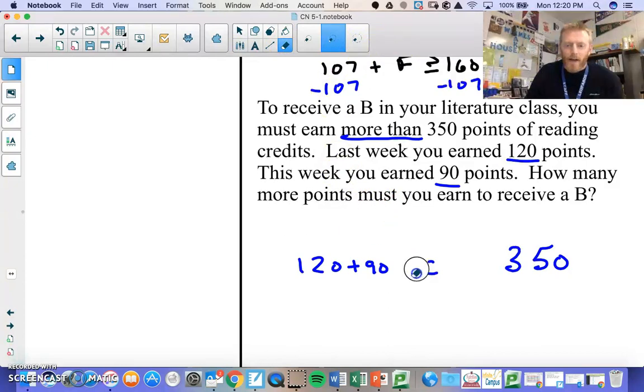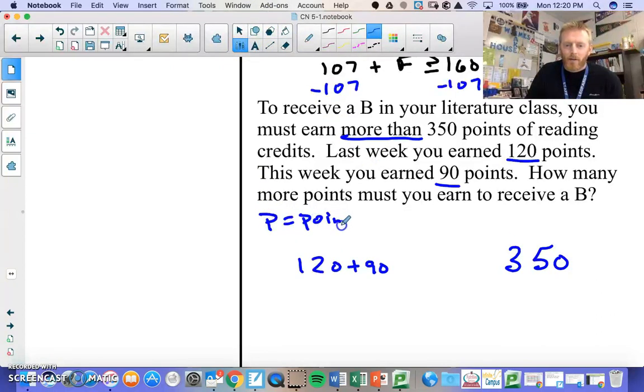All right, so we're going to add P for points. P stands for points. It's always good to know what we're talking about, right? Plus the P number of points. And then this is more than 350 points. So we need to get more than 350 points. So however many things we have here has to be greater than 350 for us to earn a B. So 120 plus 90 is 210 plus the number of points we're going to earn.